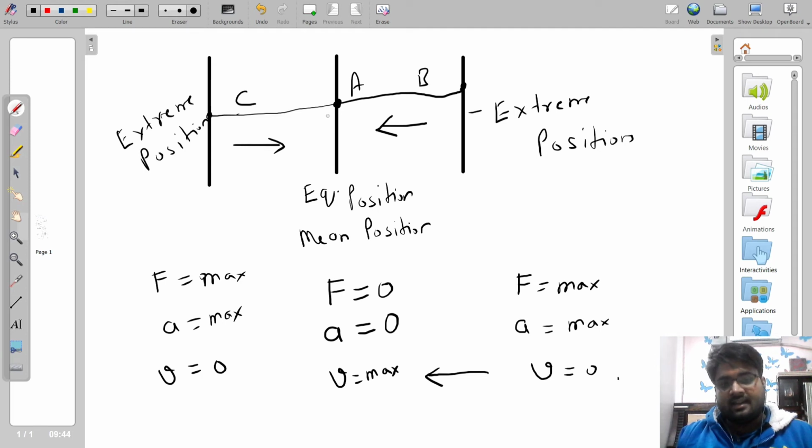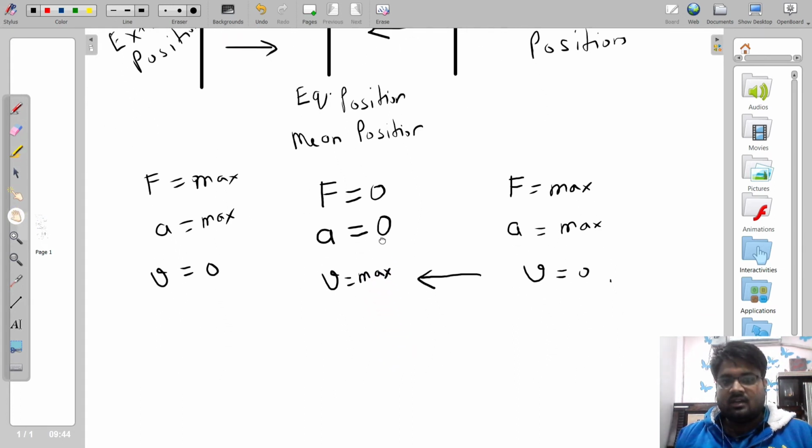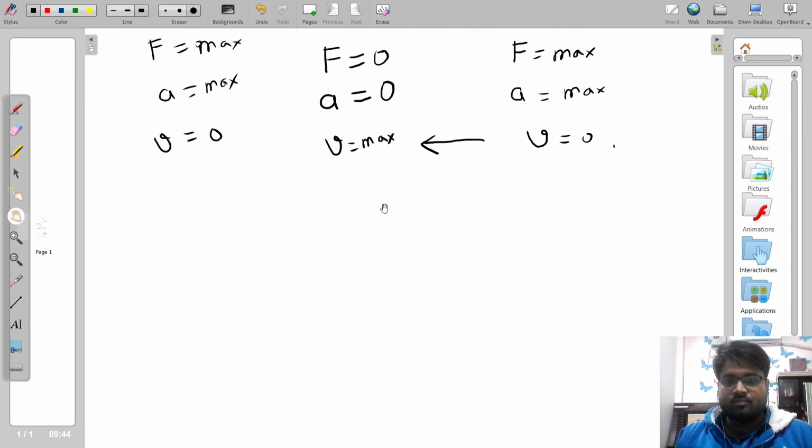If the energy is conserved throughout the process, then this process is everlasting. This process is never going to end. This will go on and on. So this is about the simple harmonic motion.